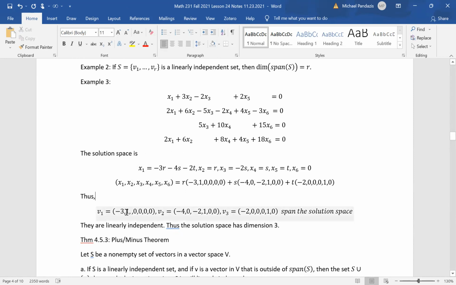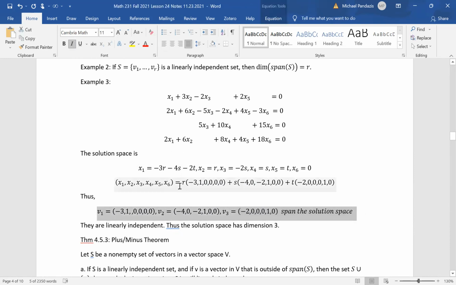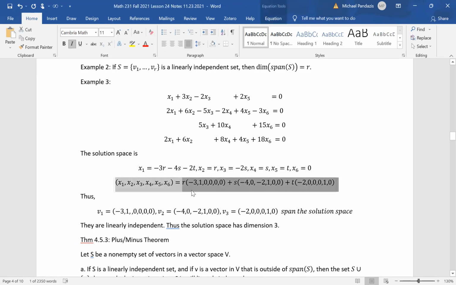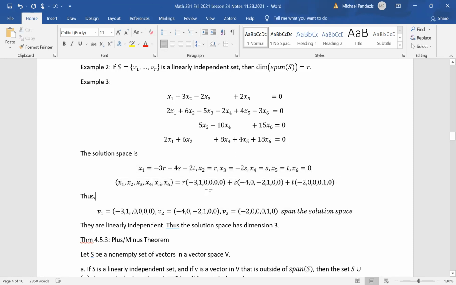So you know that these three vectors, v1, v2, and v3, span your solution space. Every solution to that linear system can be expressed as a linear combination of those three vectors. They are also linearly independent because this third vector has a 1 in the second to last component, and the other two have zeros there. You cannot express the third vector as a linear combination of the first two.